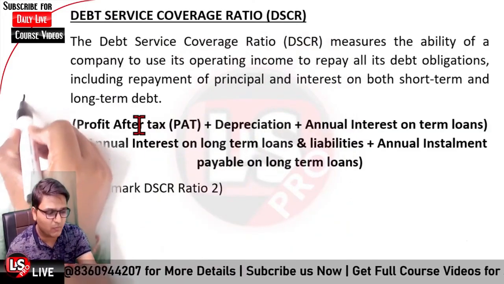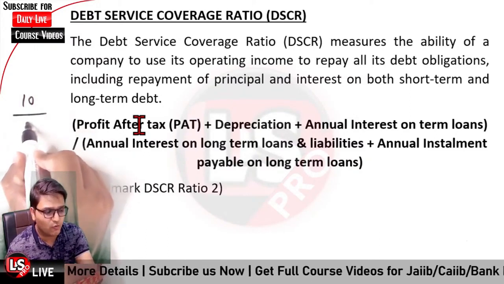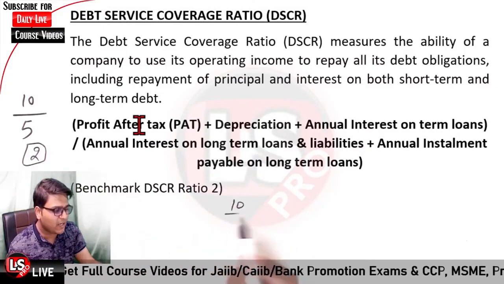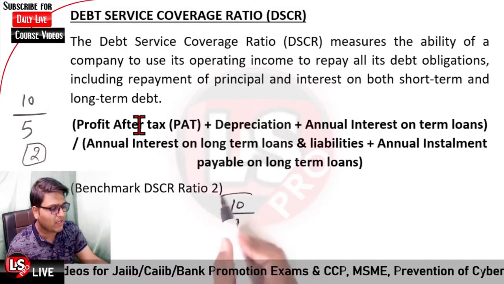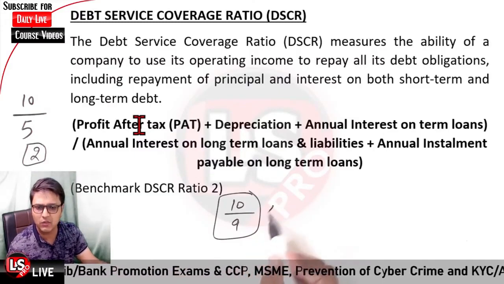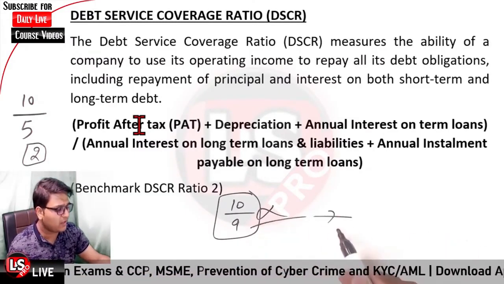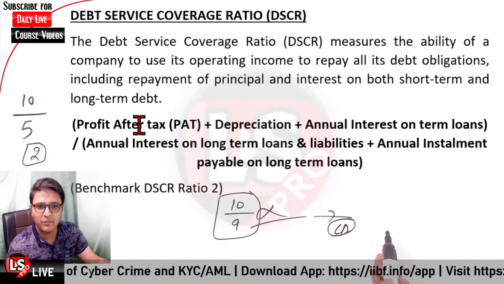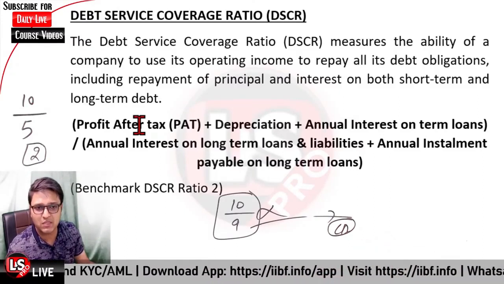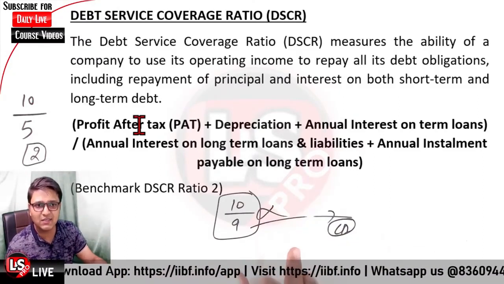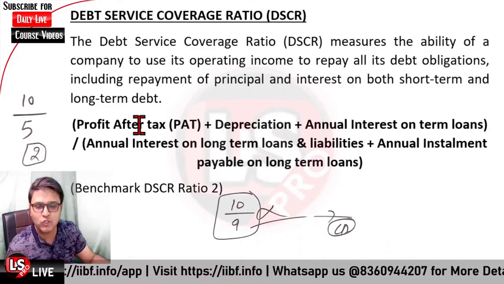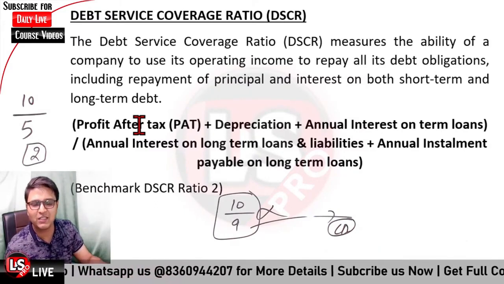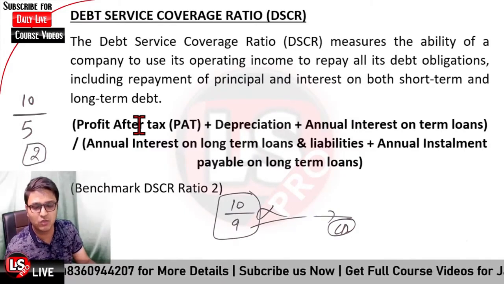If I have rupees 10 in my hand and installments of rupees 5, the ratio would be 2. What if I have rupees 10 in my hand but installments of rupees 9 are to be paid? Is it desirable? No, because I am not having current assets, gross working capital, in my hand to operate my business. So the lesser the DSCR, the less desirable it is, and it should not be lesser than 1. If it is lesser than 1, you have to take outside borrowing.